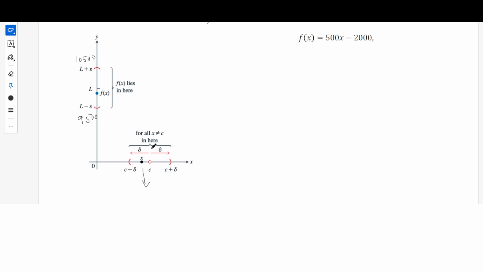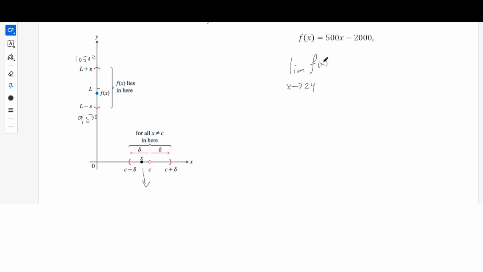So the value of delta means how many fewer customers or more customers I could bring such that my profit would be in this zone. So how do you do that? According to the definition of limit of this function when x approaches 24. Why am I choosing 24? Because I know for sure that 24 customers gives me $10,000 profit. So that's the reason we are using this 24.